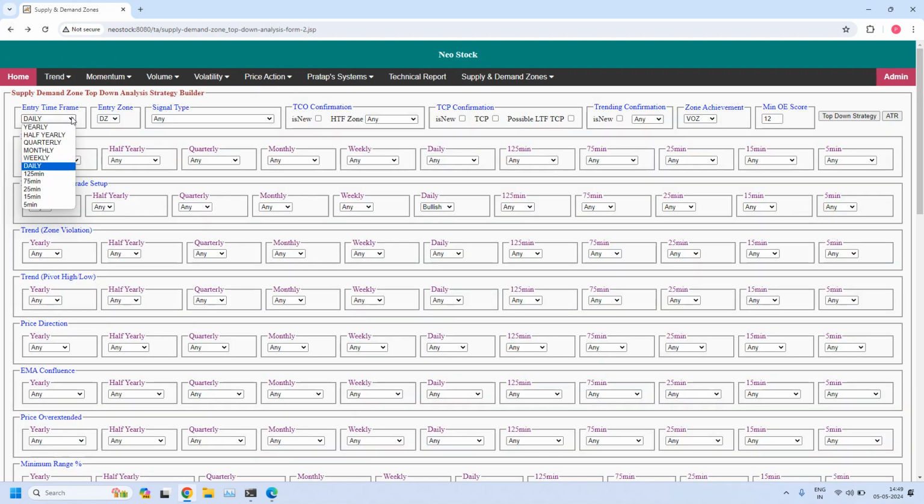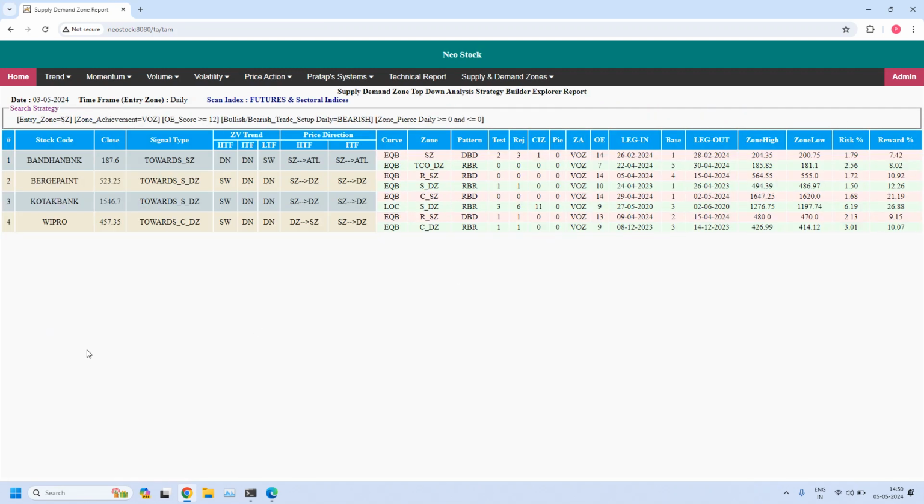For daily time frame, let us generate bearish trade setup for monthly income trade. Monthly income trade entry time frame is daily. For bearish trade setup, entry zone should be supply zone. And in bullish or bearish trade setup, in daily time frame, I am selecting bearish. And the remaining three filters, whatever we said earlier, still remain the same. They are applicable. So now let me filter the stocks. So 4 stocks are filtered. Currently these 4 stocks are supporting bearish trade setup for monthly income trade.